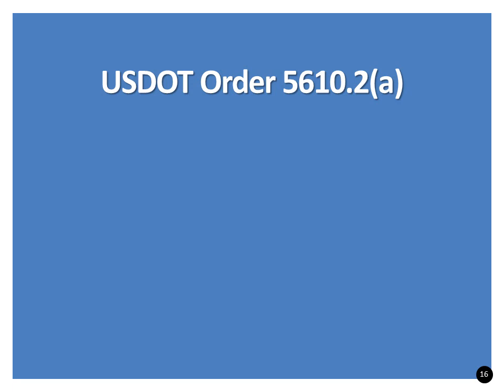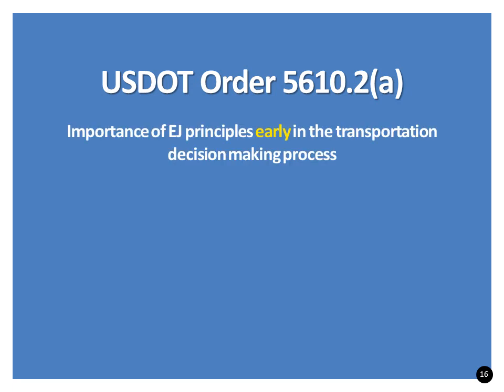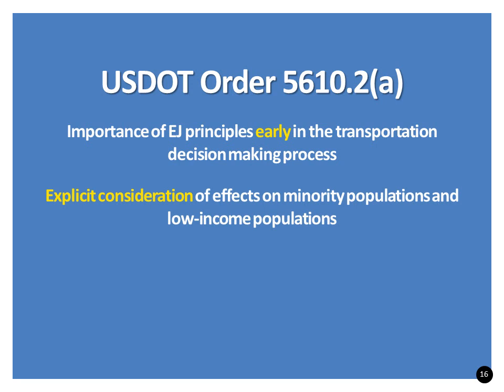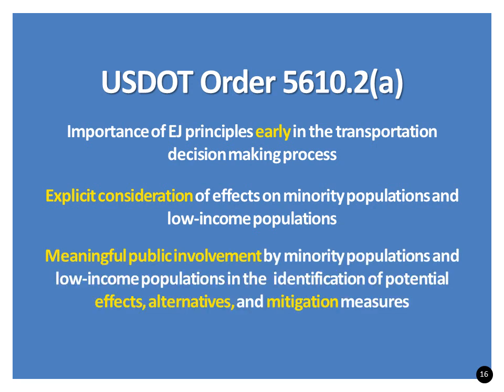The revised DOT order affirms the importance of early consideration of environmental justice principles, calls for explicit consideration of effects on environmental justice populations for policies, programs, and activities having potential for disproportionately high and adverse effects on human health or the environment, and requires meaningful opportunities for involvement by environmental justice populations in the identification of project effects, alternatives, and mitigation measures.